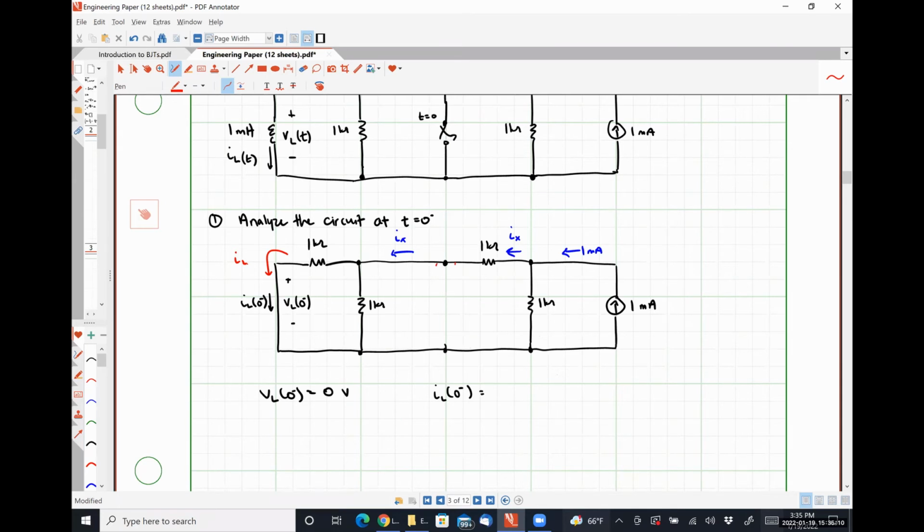Okay. So raise your hands if you want to do the current division method. I see 2 people. Okay, raise your hands if you want to do mesh. See like 8 to 9 people. What about nodal? Like 2 people. All right, mesh it is.